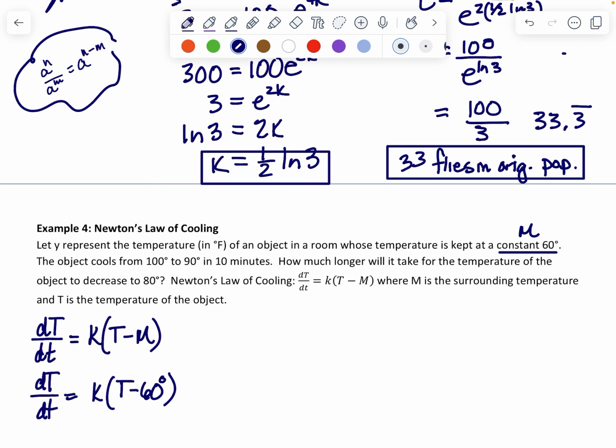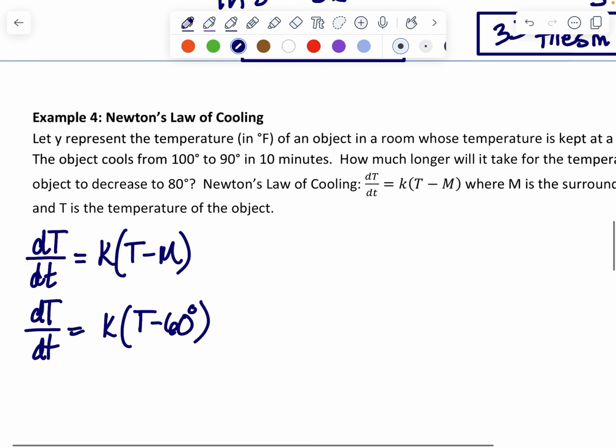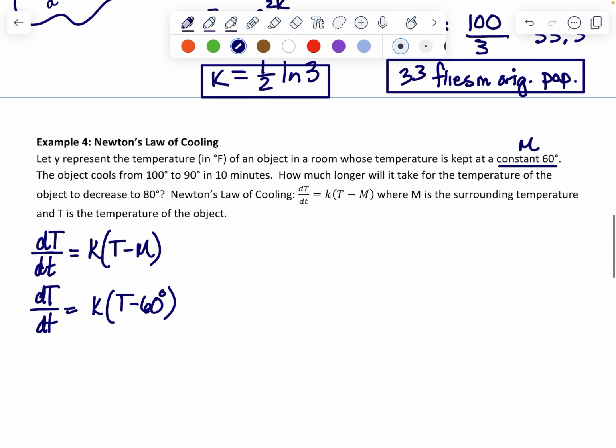There you have it. And now we have this last problem, Newton's law of cooling. Let y represent the temperature in Fahrenheit of an object in a room whose temperature is kept at a constant 60 degrees. The object cools from 190 in 10 minutes. That's kind of important. How much longer, that's the question leading to the variable, will it take for the temperature of the object to decrease to 80 degrees?